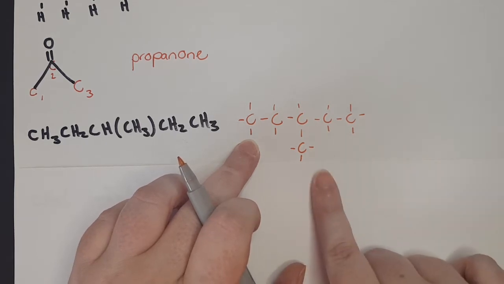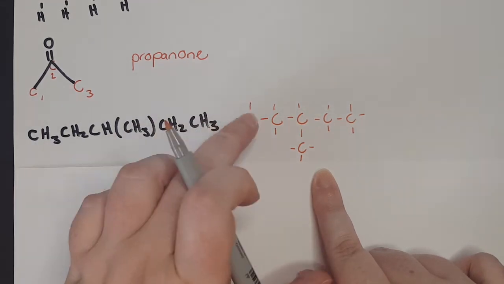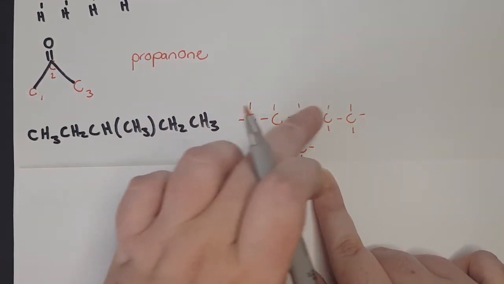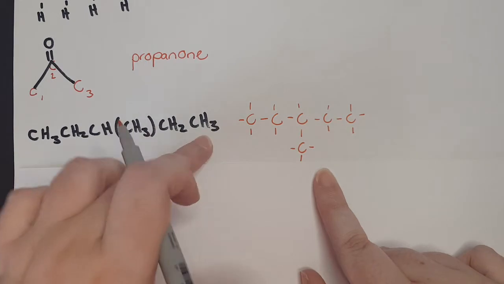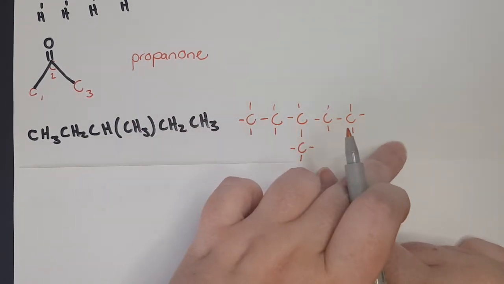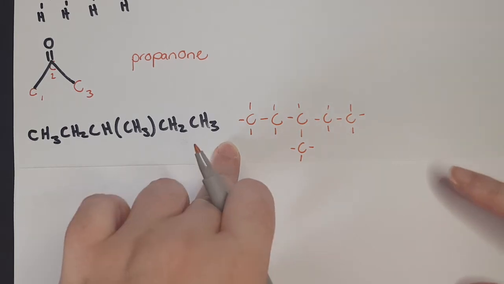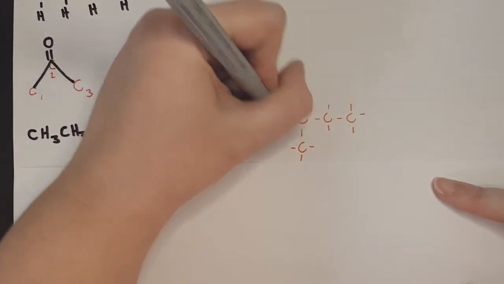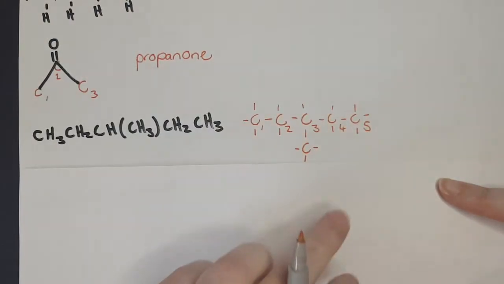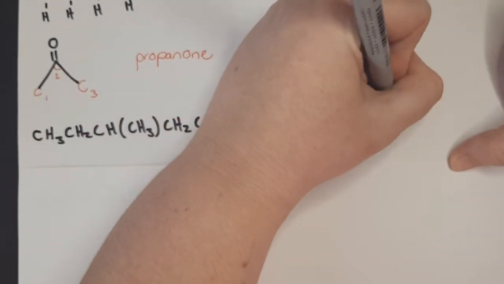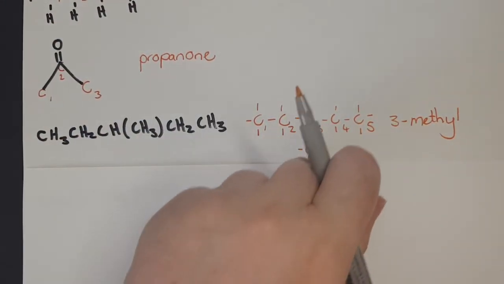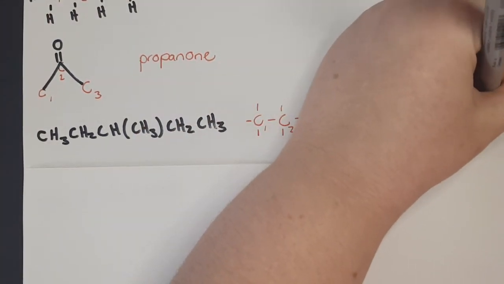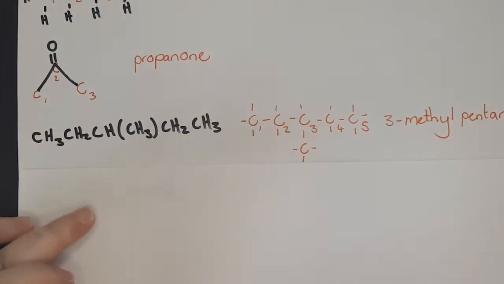Okay, so now that I know what it looks like, drawn out with all the bonds, now I can count my longest chain. So I've got 1, 2, 3, 4, 5, or 1, 2, 3, 4, or 1, 2, 3, 4. Okay, so 5 is my longest. No matter whether I name it forwards or backwards, the side chain is always going to land on the same number. So then I number my carbons. Okay, and on carbon 3, I have a methyl because there's 1 carbon there. And with 5, that means pent, and it's an alkane, so it's pentane.